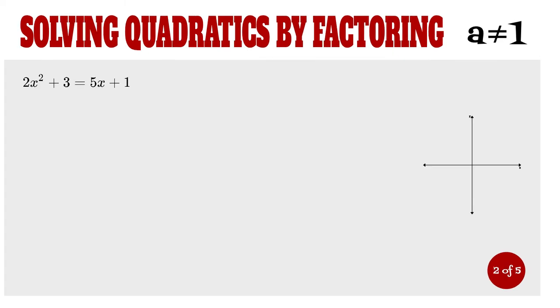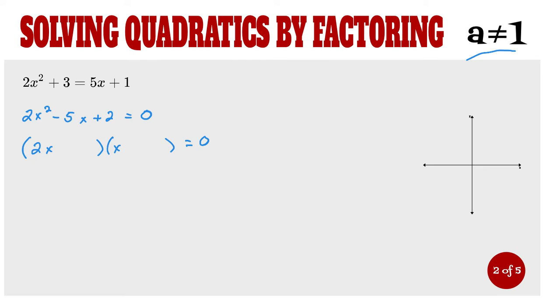In the second example, a does not equal 1. I'm going to tidy up my equation first. So it's 2x squared, bring the 5 across, it becomes negative, bring the 1 across, subtract it from the 3, and I get 2. You have no choice, it has to be 2x and x as your factors.